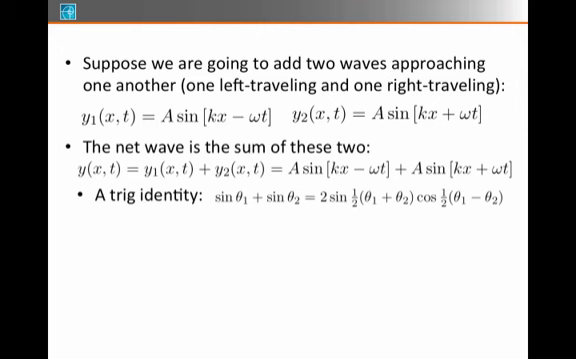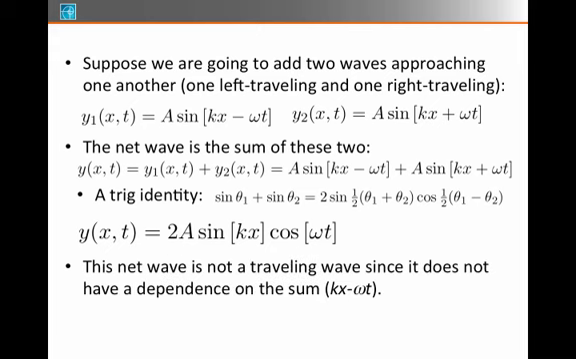And we're going to use the same trig identity that we did in considering constructive and destructive interference, namely that the sum of these two sines is twice the sine of the average, times the cosine of half theta 1 minus theta 2. In this case, theta 1 is kx minus omega t, theta 2 is kx plus omega t. What we find is that the total wave is twice a sine kx times cosine omega t.